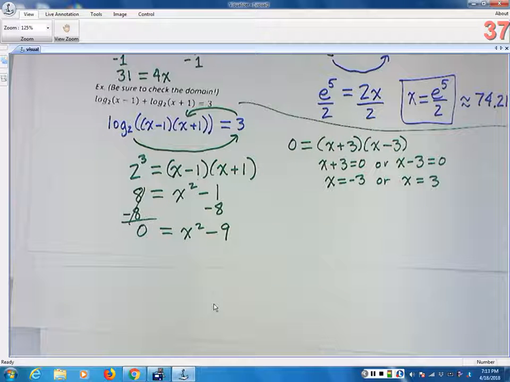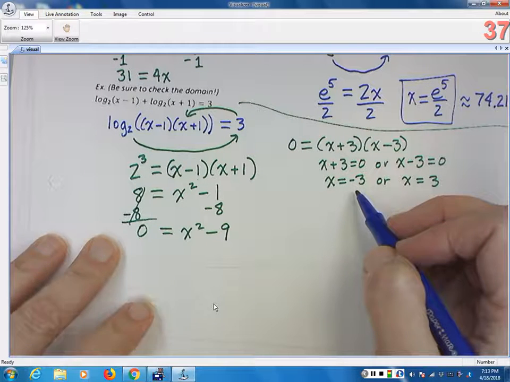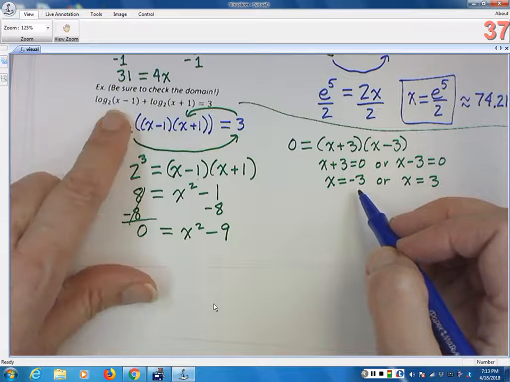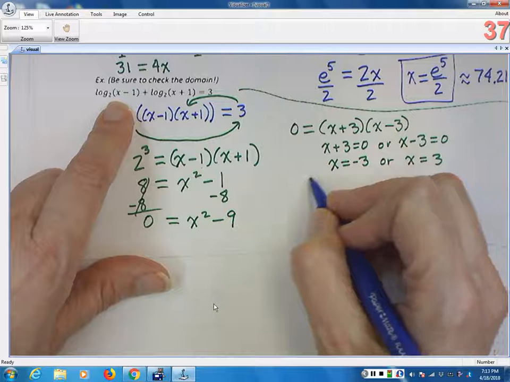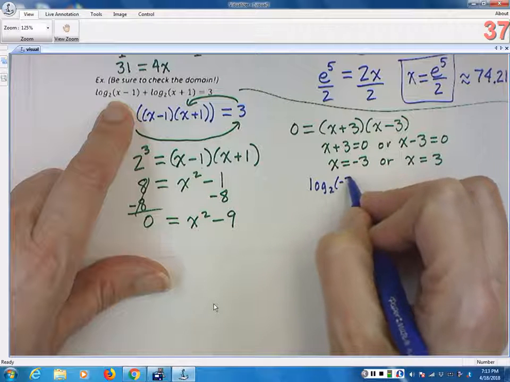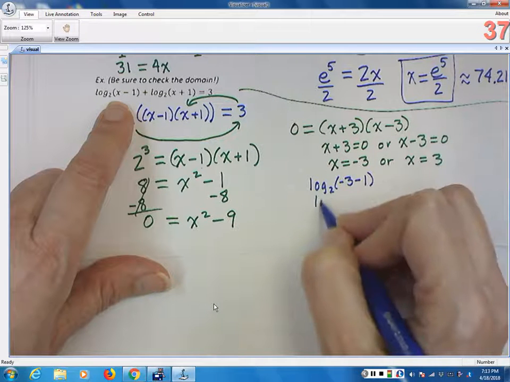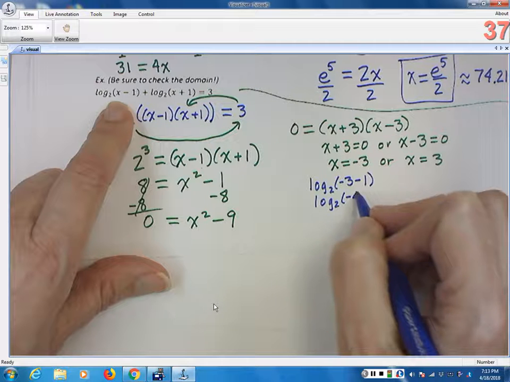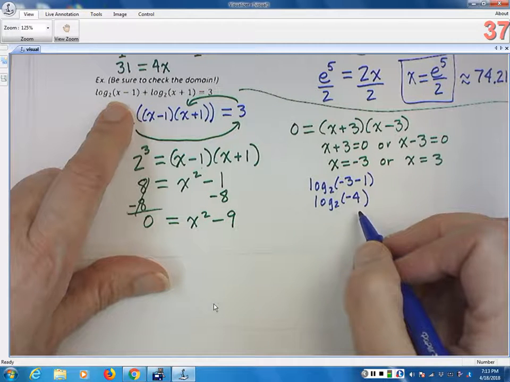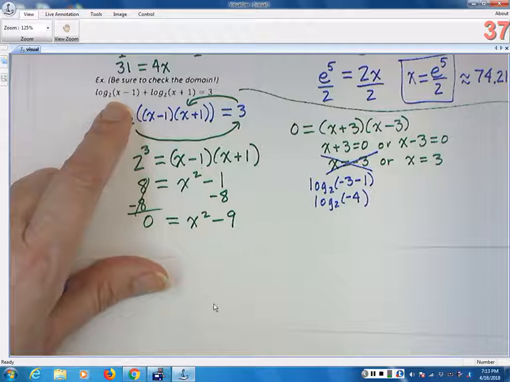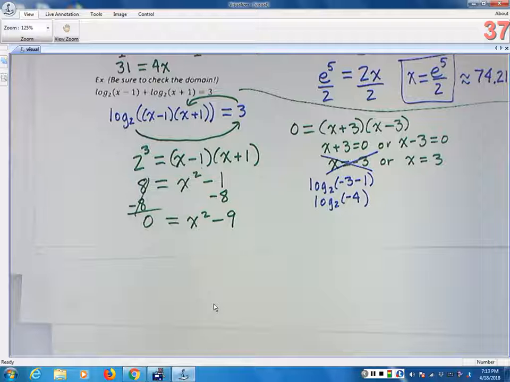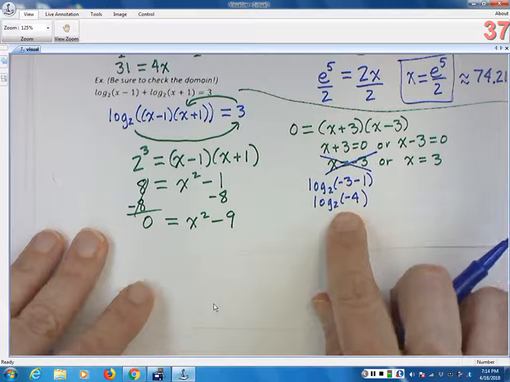All right, then you have to check your domain. So if we put negative 3 in the first log here, x equals negative 3, we get log base 2 of negative 3 minus 1. That's log base 2 of negative 4. That's a log of a negative number. This is not a solution. We sometimes get extra solutions here. We can't use that one, because we got the log of a negative number.